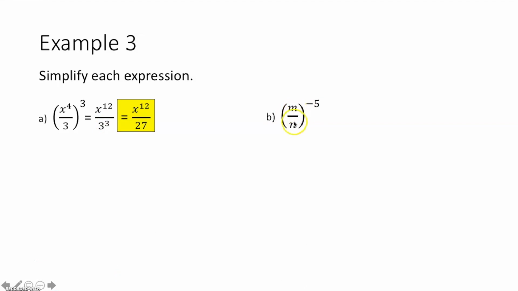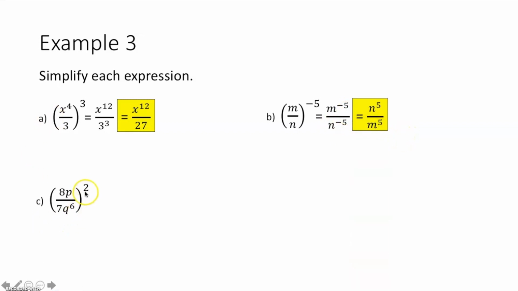Here we have m over n, all being raised to the negative fifth power. Again, this exponent goes with our numerator and our denominator. Now, we can't have a negative exponent in our answer. In order to simplify this, we take this m to the negative fifth, move it to the denominator where it gets a positive exponent, and then take this n to the negative fifth, move it to the numerator where the exponent becomes positive. So we get n to the fifth over m to the fifth, and you're done.